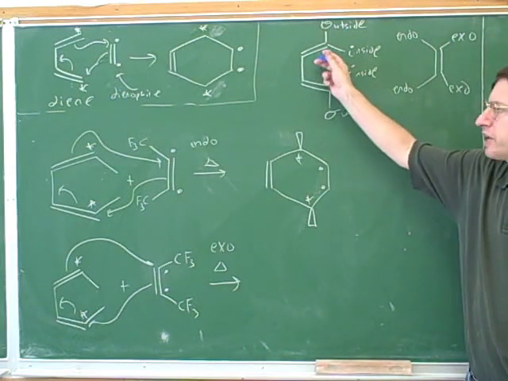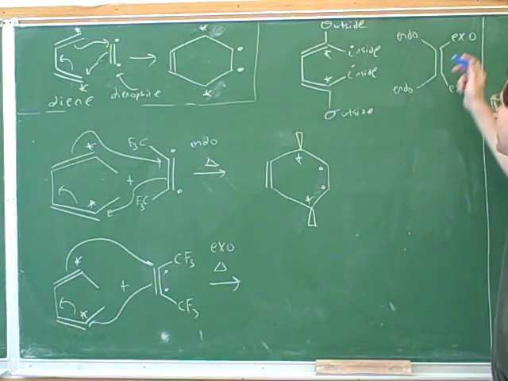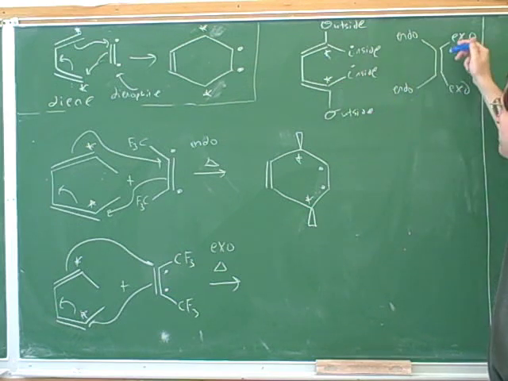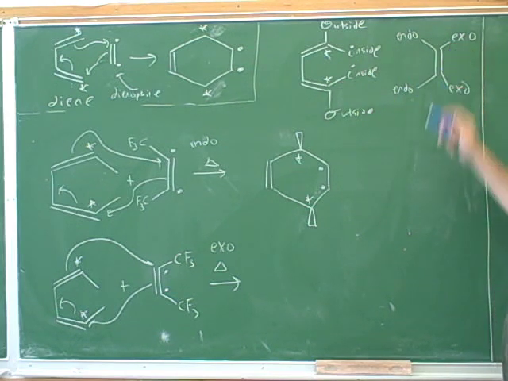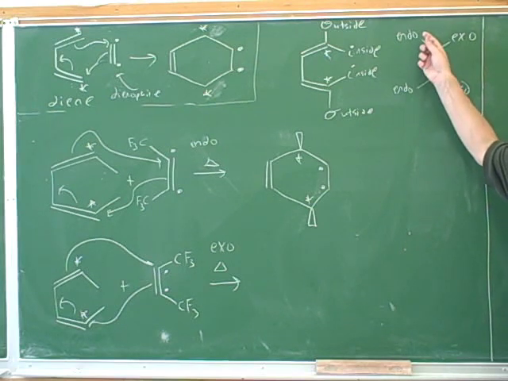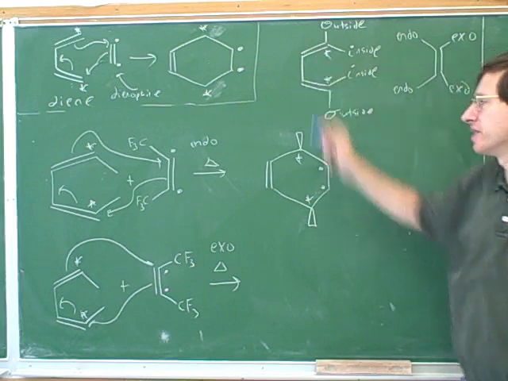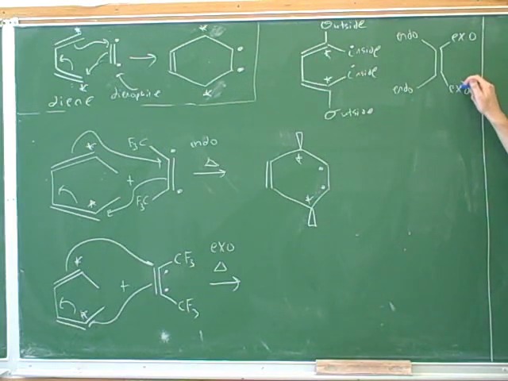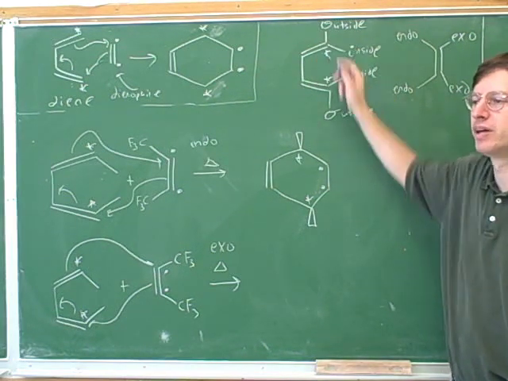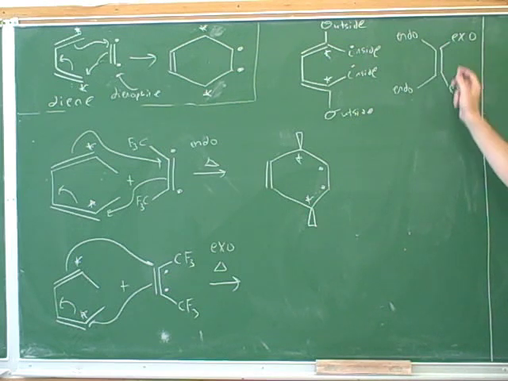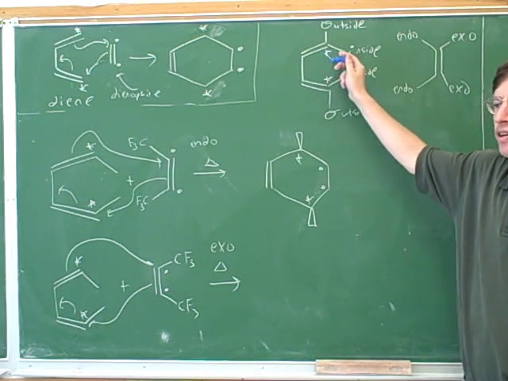So if this is our general picture of the substituents on a diene, this could be our picture of the substituents on a dienophile. Does it make sense that I would call these two substituents the endo substituents? Because they're both pointing into the back of the diene over here. And I would call these two substituents the exo substituents because they're pointing away from it. So these terms are in relation to this diene that we've written over here.